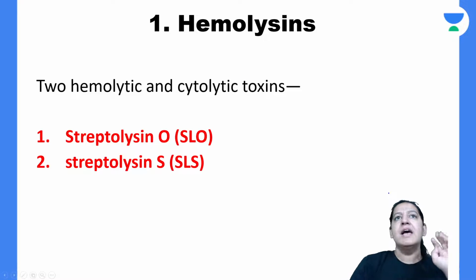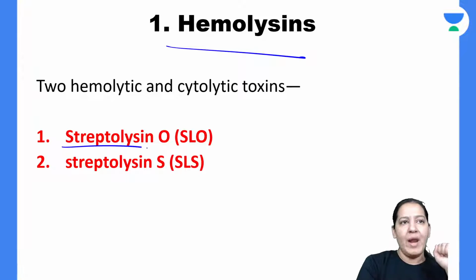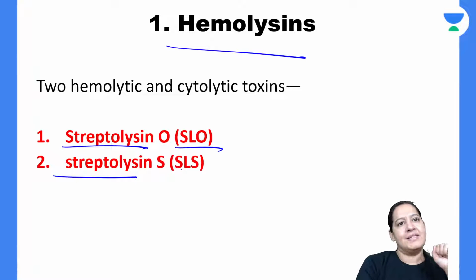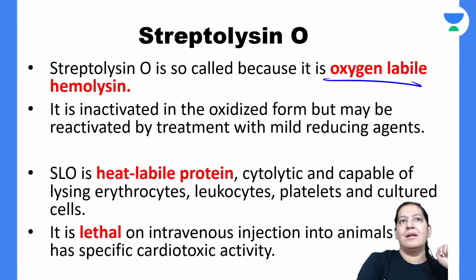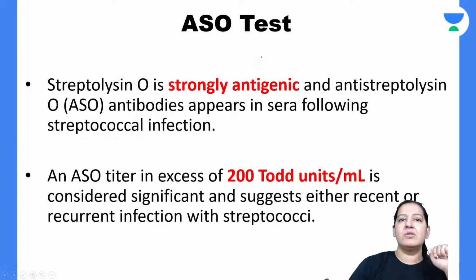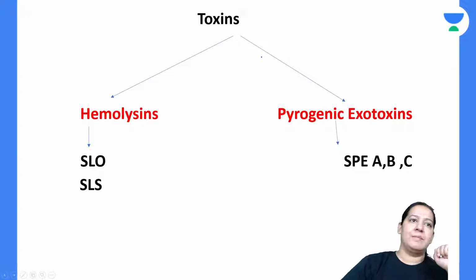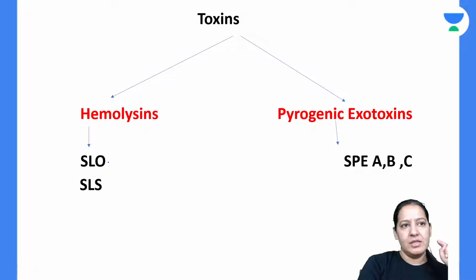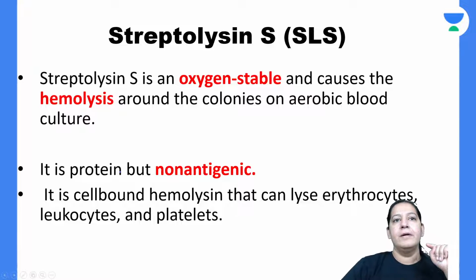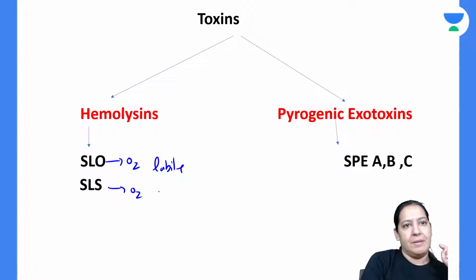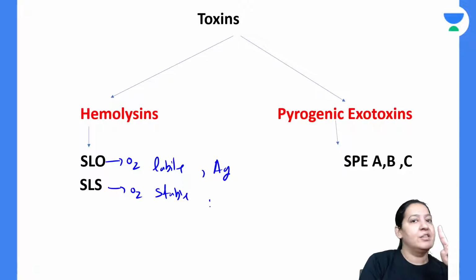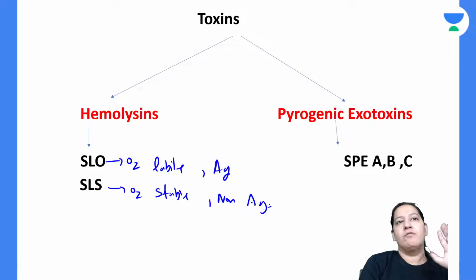Let me teach you the details. Hemolysins are of 2 types, streptolysin O and streptolysin S, SLO and SLS. One is oxygen labile and one is oxygen stable. So the 2 are there. The oxygen labile one is SLO, and the other is oxygen stable, as I have told you. The oxygen labile one is antigenic. This one is non-antigenic. What do you mean by that?